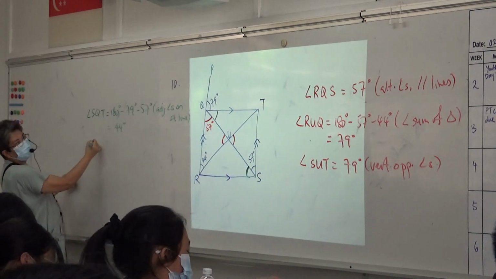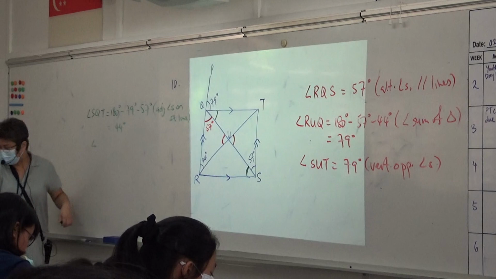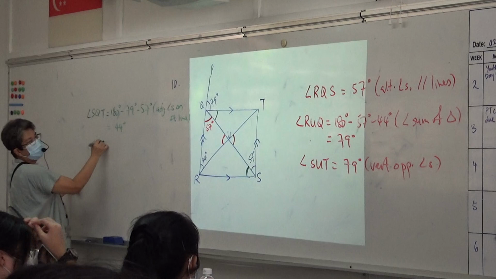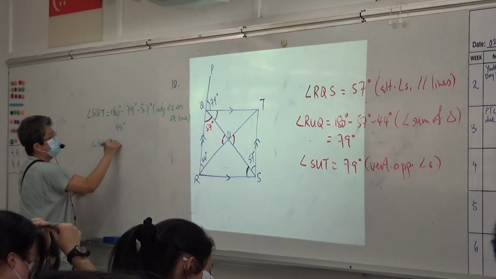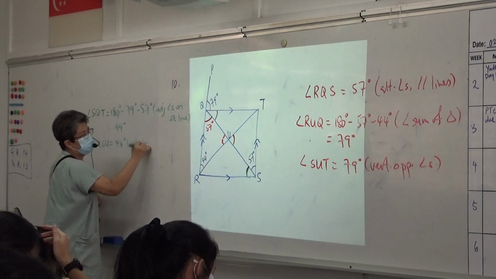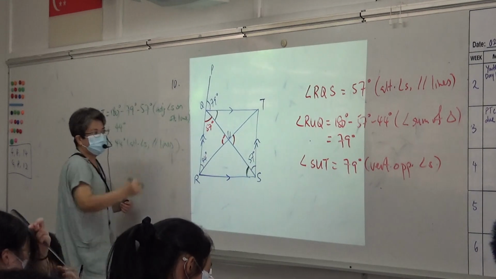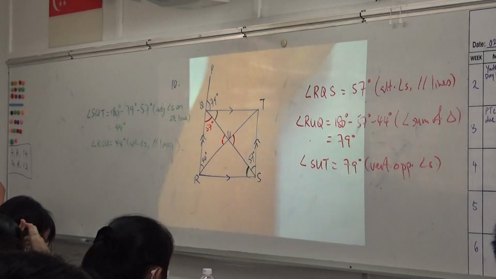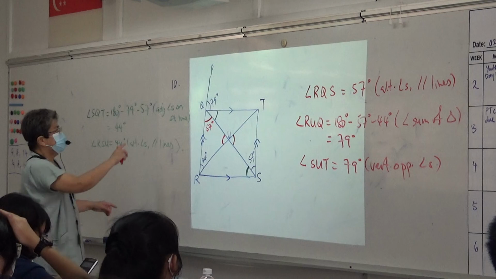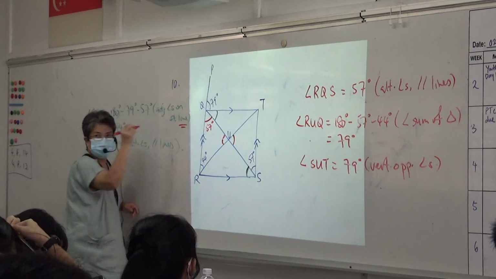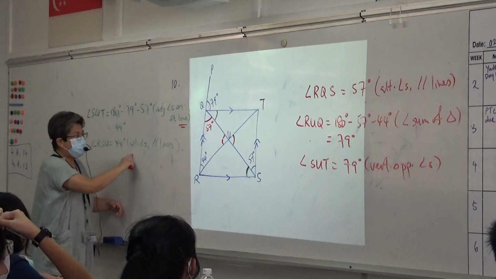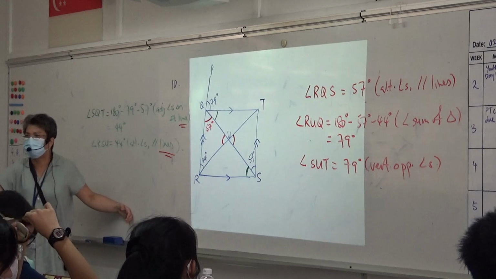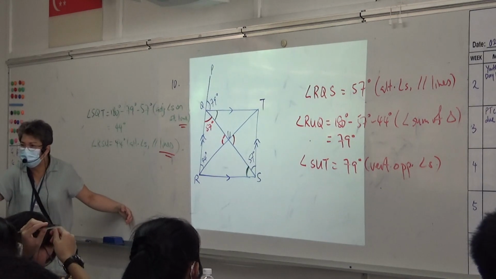So, angle, what did they say again? RSU will be 44 degrees because of alternate angles, parallel lines. Okay? Now, I need to warn you on the reason. Can you look at me again? This is adjacent angles on a straight line. There's only one line. Alternate angles must be parallel what? Lines. You must have two lines to be parallel. Is that clear? So don't do it wrongly.